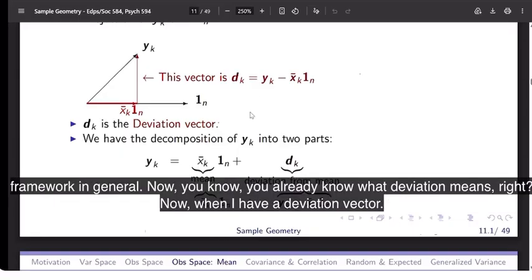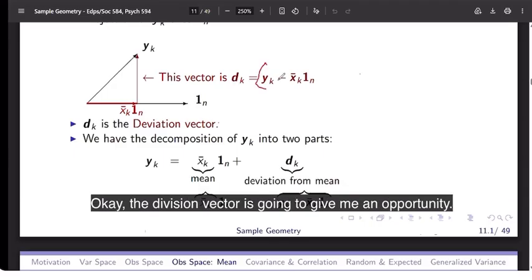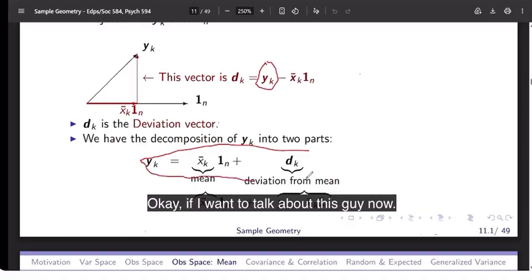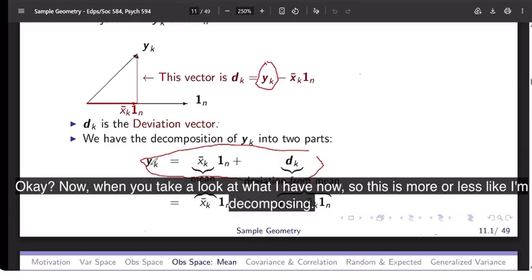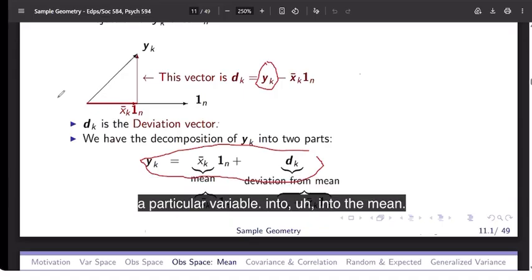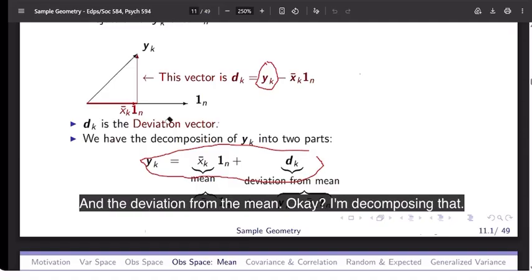When I have a deviation vector, it gives me an opportunity to talk about this in terms of all of that. Of course, I'm going to have this mathematically. When you take a look at what I have now, this is more or less decomposing a particular variable into the mean and the deviation from the mean.